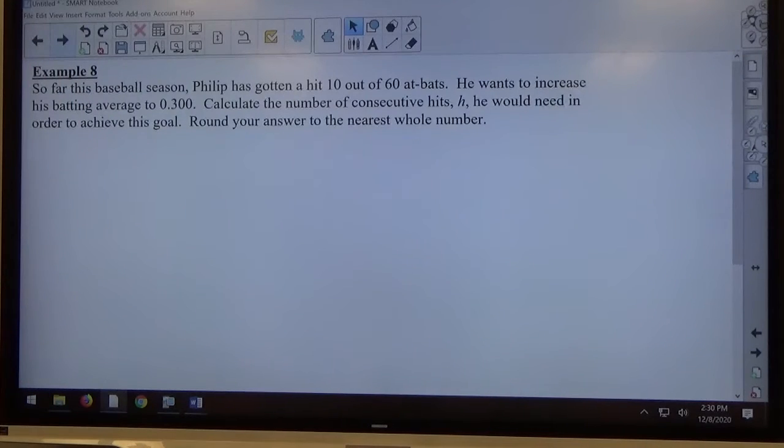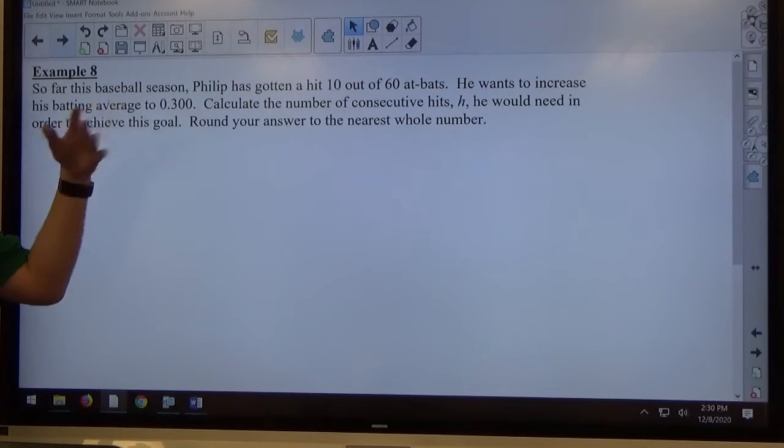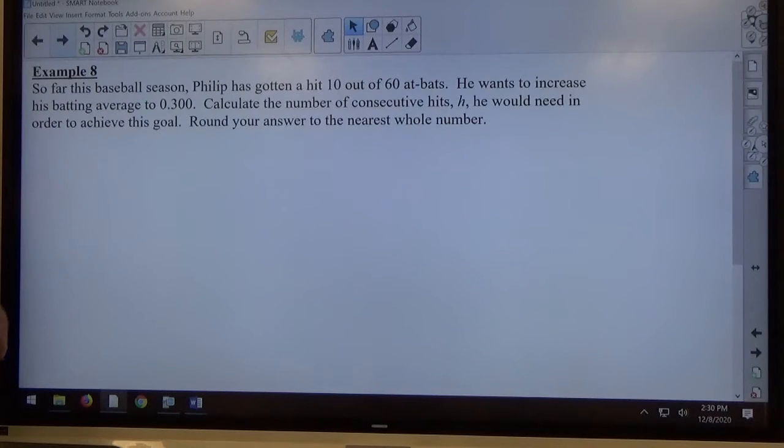Example 8. So far this baseball season, Phillips has gotten a hit 10 out of 60 at-bats. He wants to increase his batting average to .300, but when you're talking in baseball lingo, they call it a batting average of 300. Calculate the number of consecutive hits, H, you would need to achieve to get this goal. Round your answer to the nearest whole number.